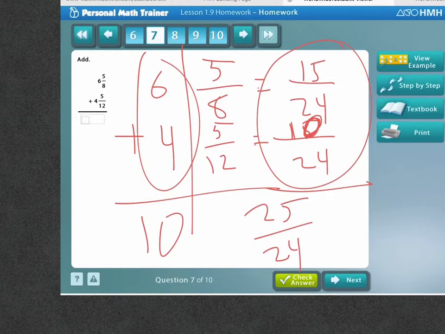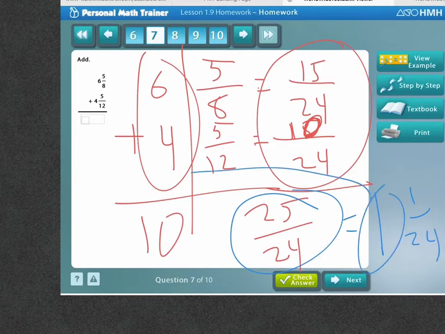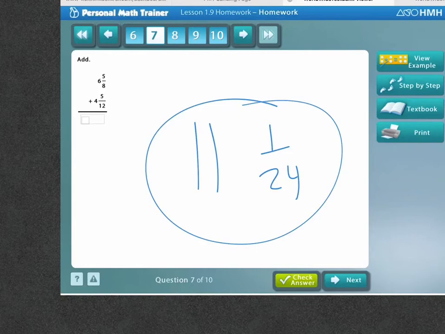But I do need to simplify this because 25/24ths is improper, and that's going to equal 1 and 1/24th. So I'm going to add up my wholes over here to my tens, and I'm going to end up with 11 and 1/24th. And 11 and 1/24th would be the answer. You can go ahead and check the step-by-step and the view example on these problems to help you build mastery.